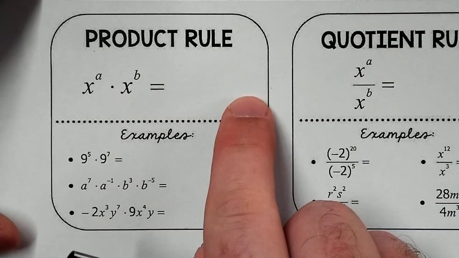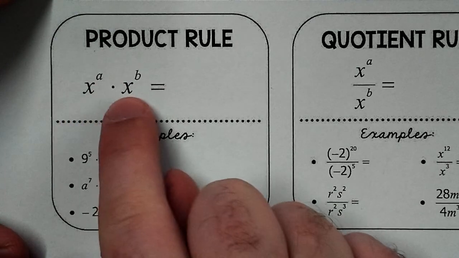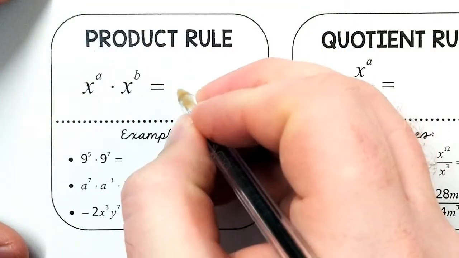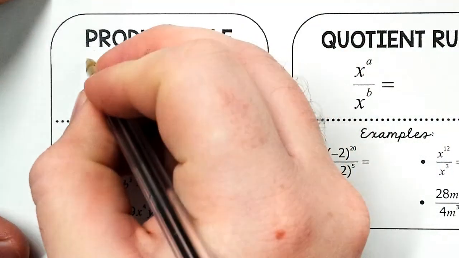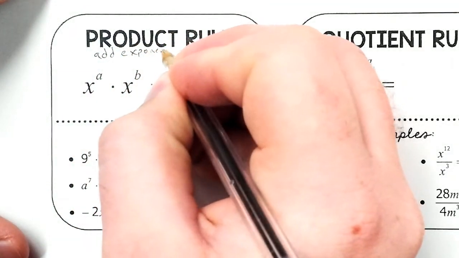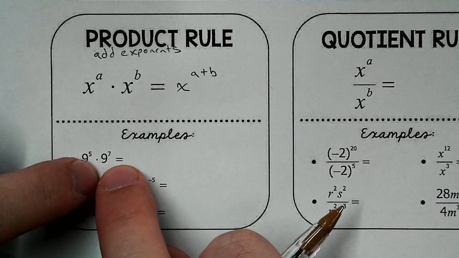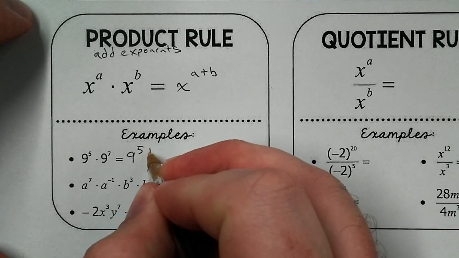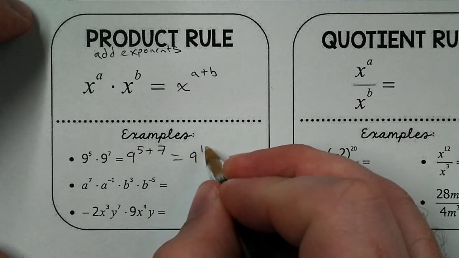Now, let's do the product rule. The product rule, if you have x to the a times x to the b, so the bases have to be the same, you add the exponents. So this would be the same as x to the a plus b. So here's our first example. 9 to the 5 times 9 to the 7, which would be the same as 9 to the 5 plus 7. 5 plus 7 is 12, so that's the same as 9 to the 12th.